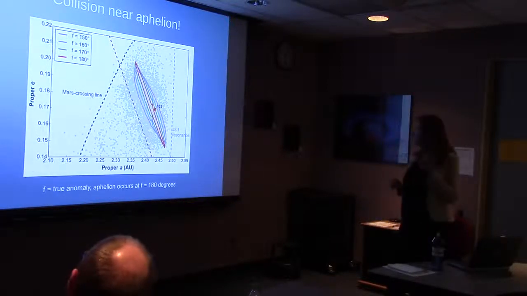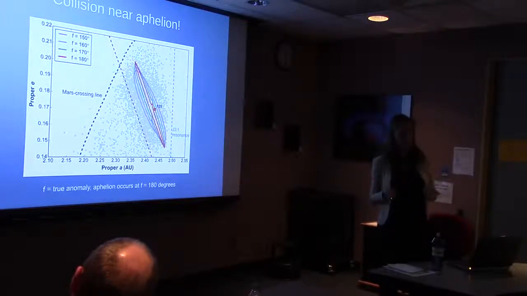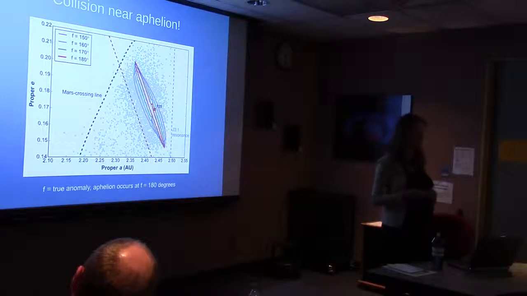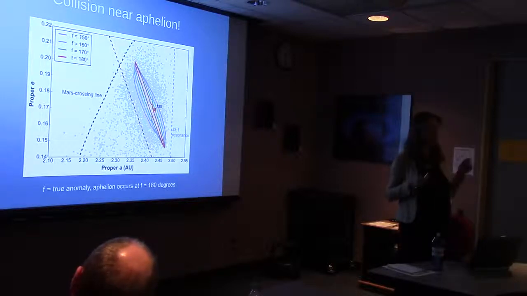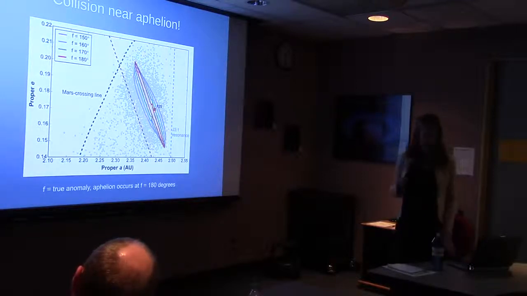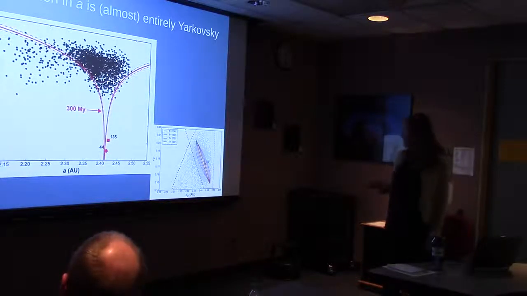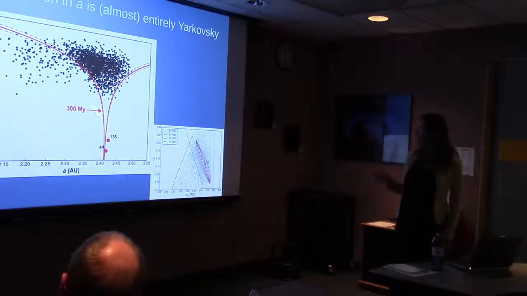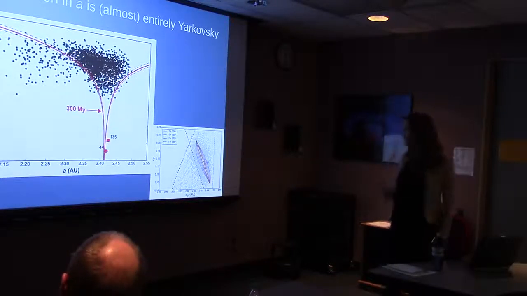So for this family, if you recall, we want to study the age of the family from the semi-major axis dispersion. And so if we know that the actual original collision only produced a minimal amount of semi-major axis dispersion, it helps us constrain the age of the family. So we do that. I was able to find that the age of the family is 300 million years from the semi-major axis dispersion.